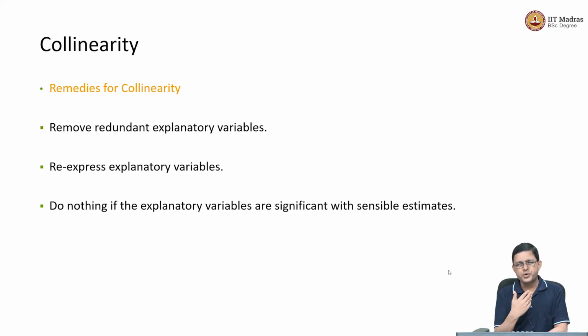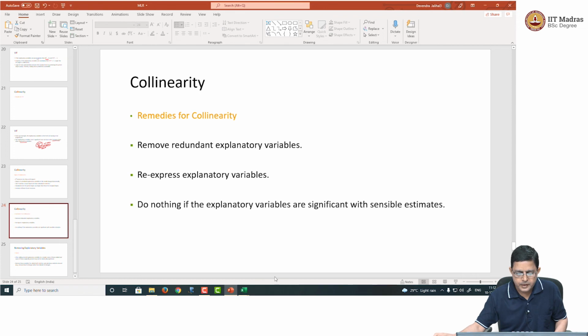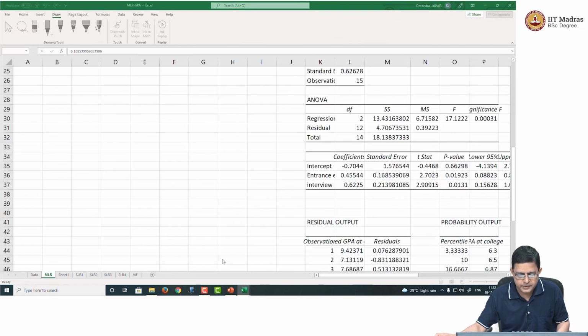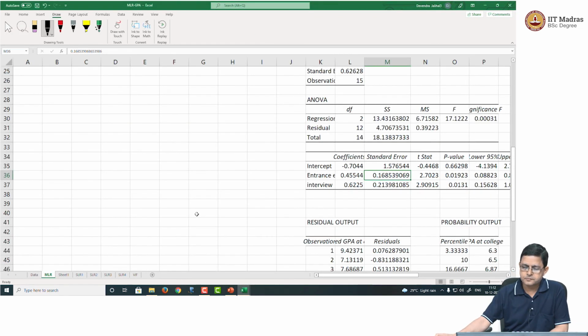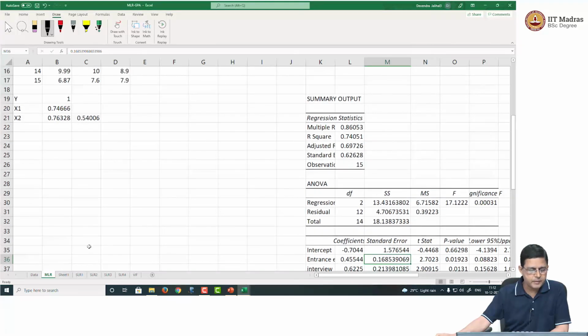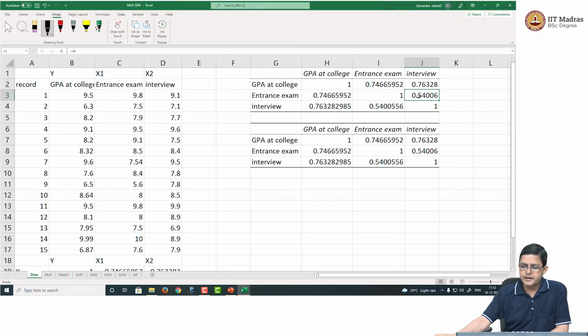Otherwise, we don't have to really do something every time. If the explanatory variables are significant and they have very sensible estimates, we don't have to remove them. We can keep them, right? What is an example of this? Earlier in our GPA example, our explanatory variables were correlated. Entrance examination and interview were correlated, with a correlation of 0.54 positive.